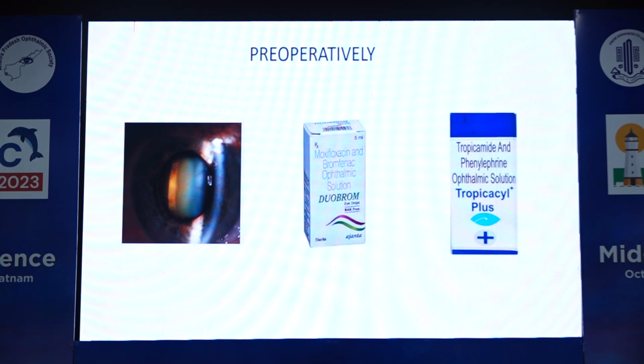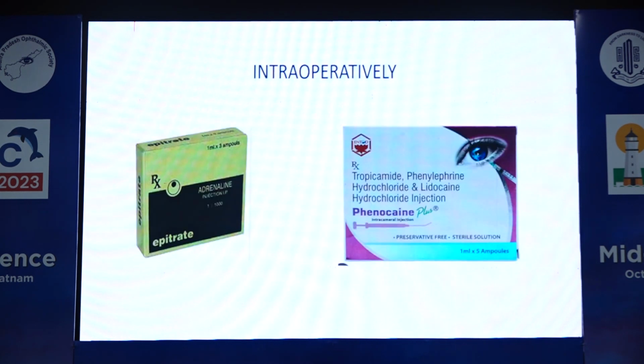Preoperatively, do a thorough slit lamp examination and rule out comorbidities like shallow anterior chamber, corneal guttae, or any corneal opacity. We tend to give NSAID drops like bromfenac 3 days prior to surgery because it helps in dilatation, and also use tropicamide plus prior to the surgery. Intraoperatively, you can use pharmacological agents like adrenaline, either intracamerally or you can mix it in the irrigating solution. And nowadays we have newer fixed dose combinations like phenocaine plus, which is supposed to provide sustained dilatation throughout the surgery, but I really don't have experience with that.